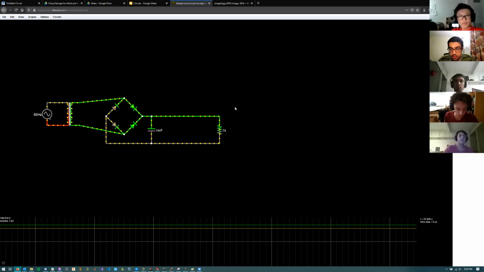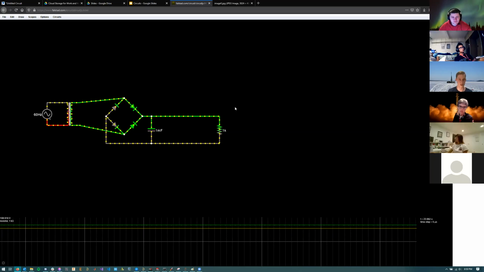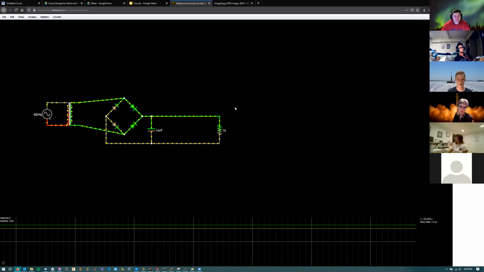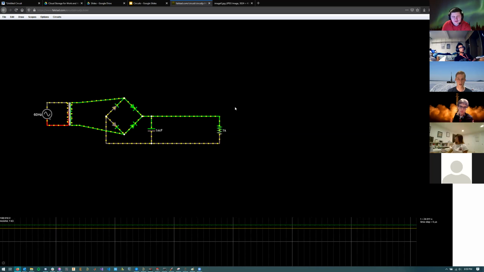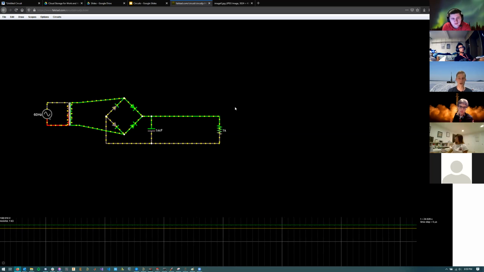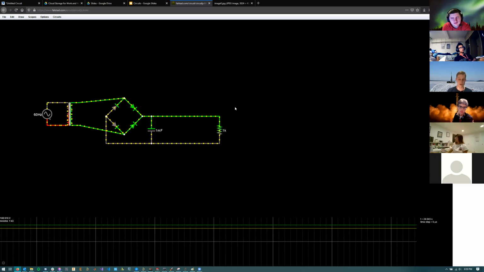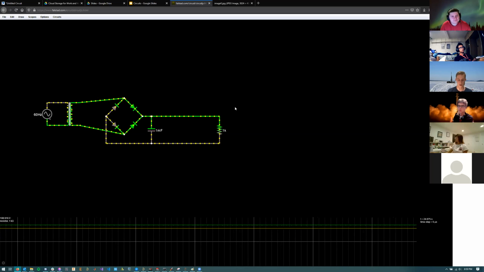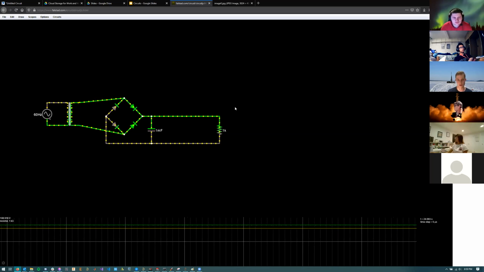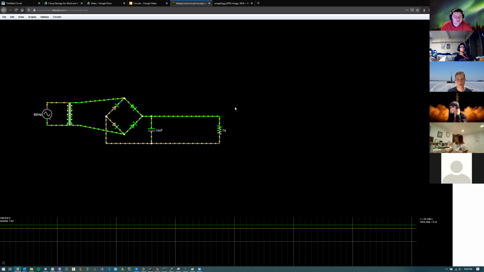Capacitors are almost never used in DC circuits. You mean unless they're AC? Say again? Capacitors aren't used in DC circuits? Almost never, because in an ideal DC circuit there's no ripple, there's no change in voltage, right?